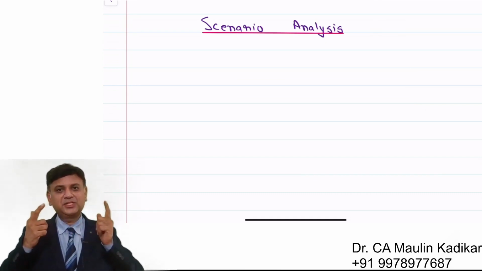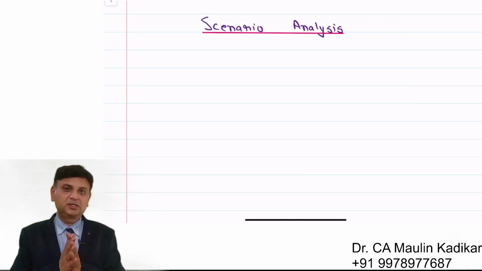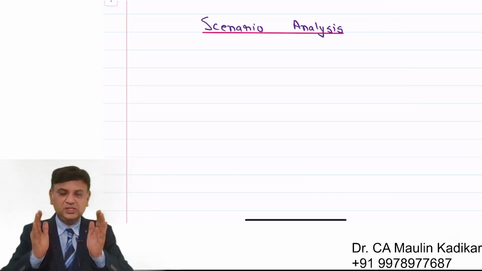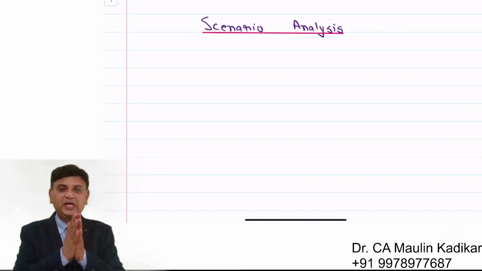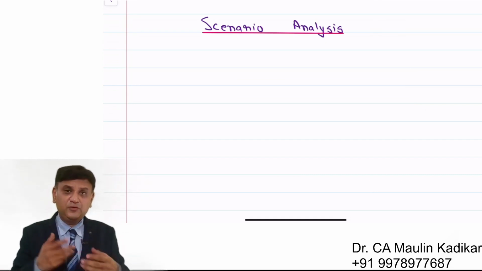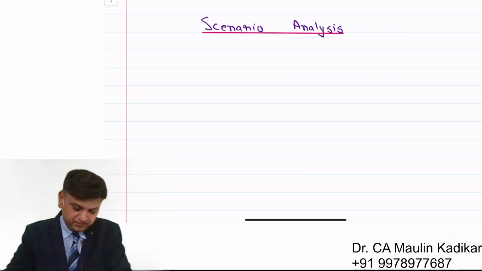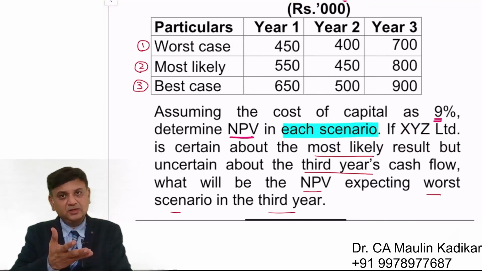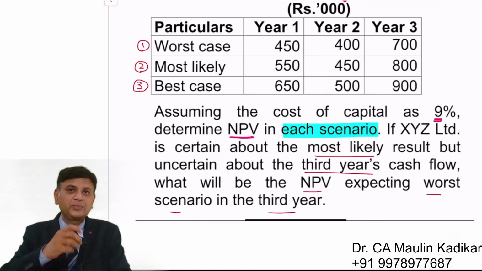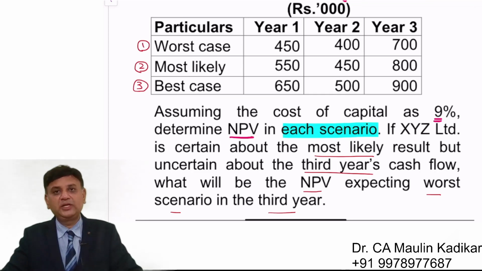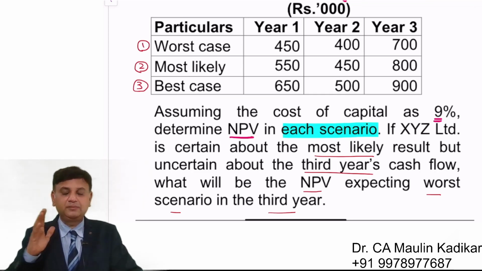To overcome that limitation, we have scenario analysis. In case of scenario analysis, what do we do? We take into account all changes together. We take into account certain specific situations, and for that we compute the NPV. So what will happen over here? In the worst case, you compute NPV. Most likely case, you compute NPV. Best case, you compute NPV. For three different situations, you compute NPV. That is what you are doing.